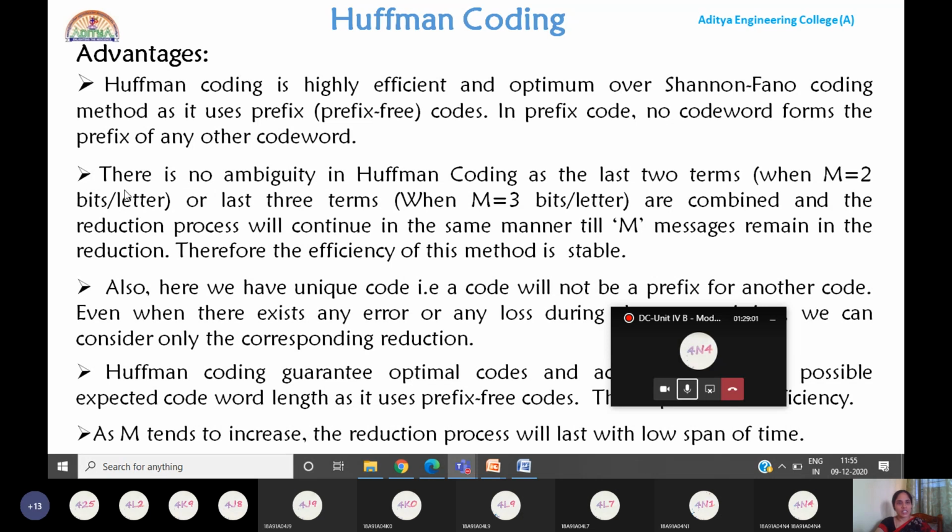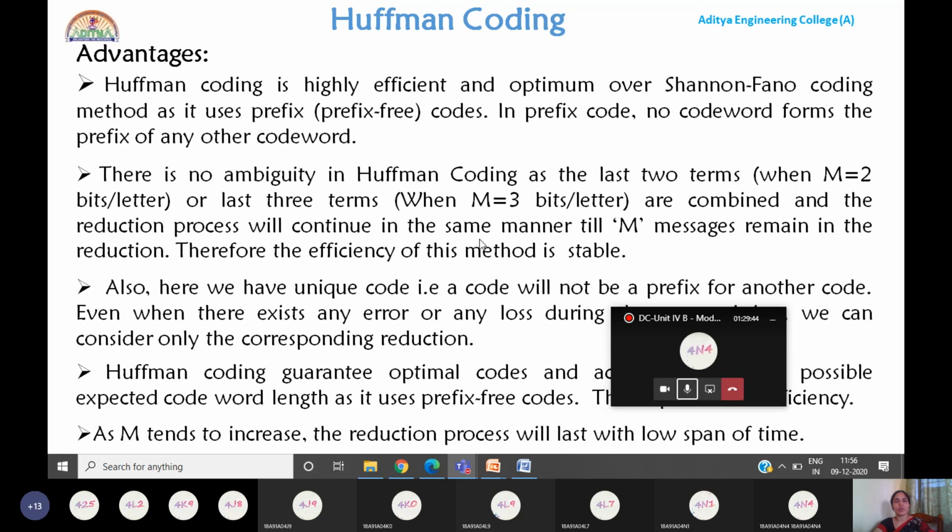That's the first advantage. Second advantage is there is no ambiguity in Huffman coding method as the last two terms or last three terms based on the value of m are combined. We just add the last two terms here. The first step for Shannon Fano coding method and Huffman coding method is same. What is the first step? Represent the messages or symbols in the non-increasing order of probabilities, or decreasing order of probabilities. The first step is the same, and the second step will change.